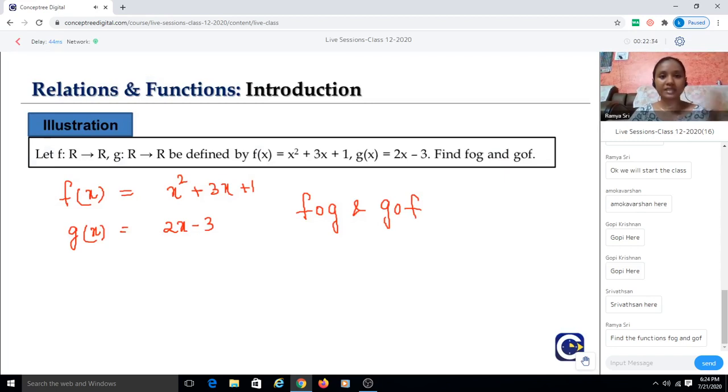So you know what this g of f and f of g denotes? Simply substitution. As I told you, while we are representing f of g, it is nothing but substituting our g of x function in place of x in the function f of x, right?